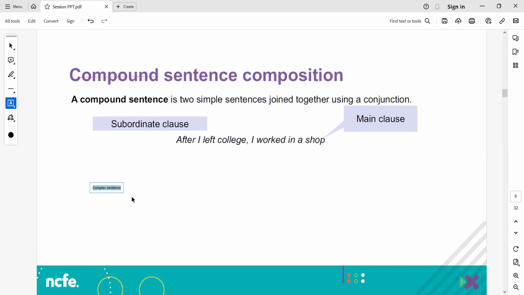The subordinate clause needs the rest of the sentence to make sense. So after I left college, on its own, that does not make sense. What happened after you left college? We don't know. We need more information. I worked in a shop. So that's the main clause because it makes sense on its own. I worked in a shop. That's fine. That would make sense on its own. So does anyone have any questions about complex sentences?